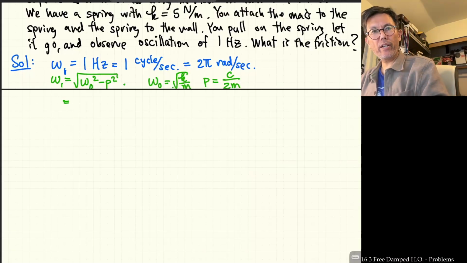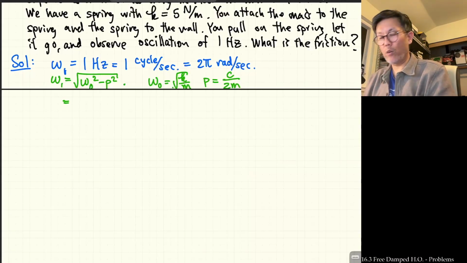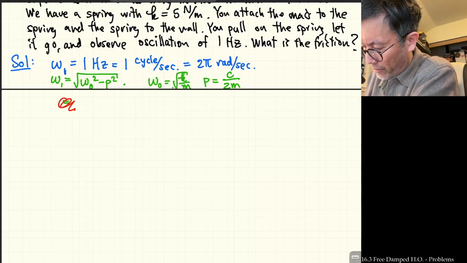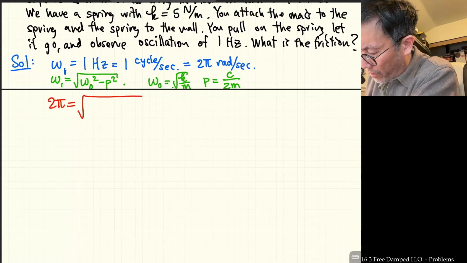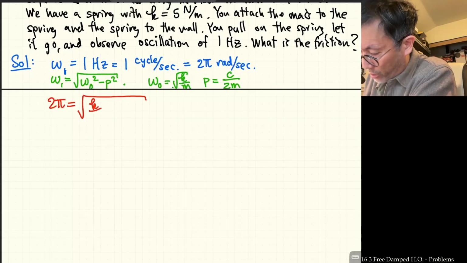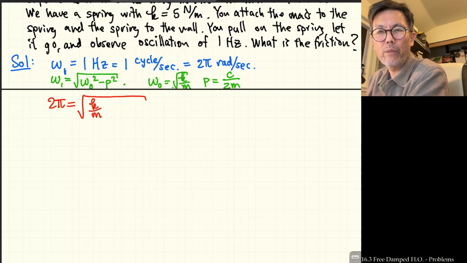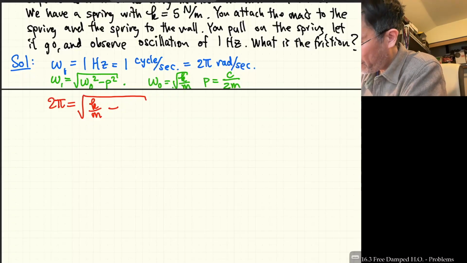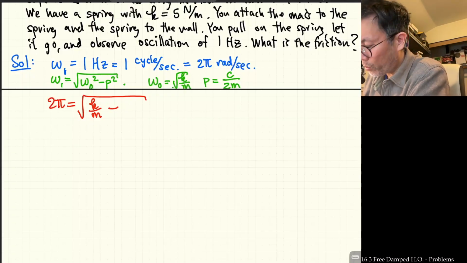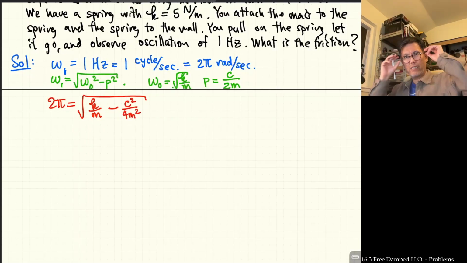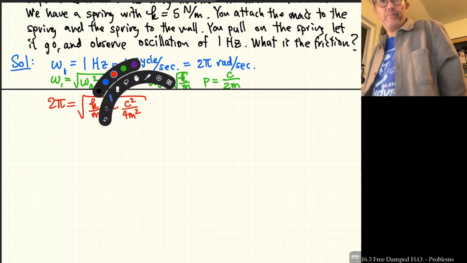So now I can plug this stuff in because I know omega 1 is 2 pi. So maybe I'll do this in red. So 2 pi radians per second is equal to the square root of omega naught squared. That's the square root of k over m. So that's squared, which is k over m. I'll fill in the blanks on what k and m and all that are. Minus, now, p squared. So P squared is C squared over 4M squared. Does that make sense?